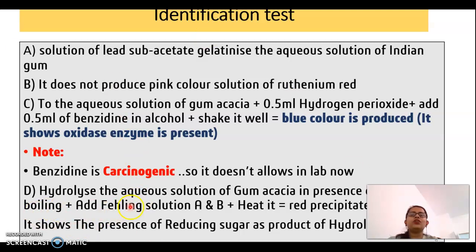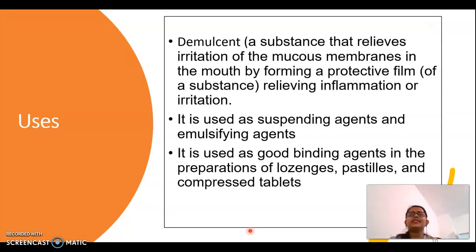And the last one is on a similar basis: the reaction is hydrolysis. If a red precipitate is observed, then it shows the presence of reducing sugar as a product of hydrolysis. Next are the uses of Indian acacia. You can see here, it is a demulcent, used as a suspending agent and emulsifying agent. It is also used as a good binding agent, and most importantly, it is used in the preparation of lozenges, pastilles and compressed tablets.